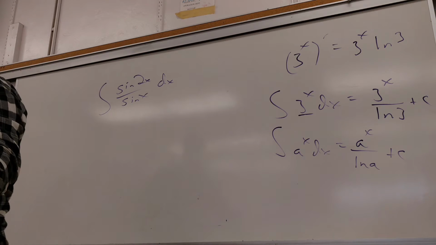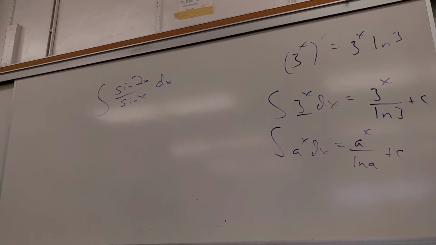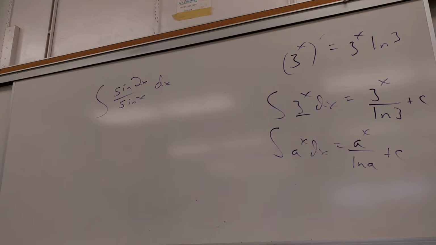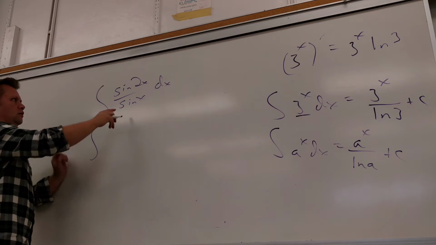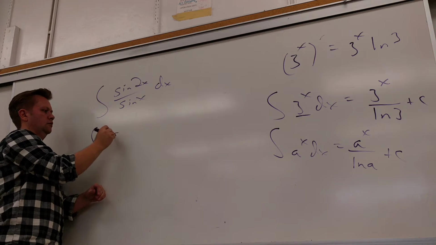Okay. So there's no quotient rule for integration. There isn't. But again, the central theme of the semester seems to have been simplify first, right? So what can you do? 2 cosine x. Because what's sine 2x? 2 sine x cosine x.